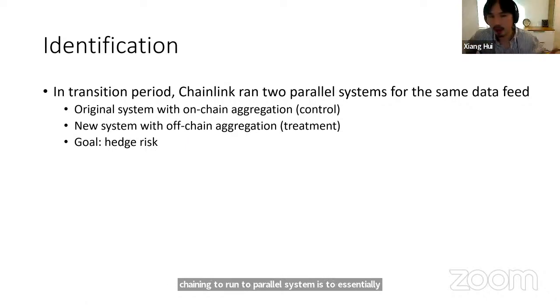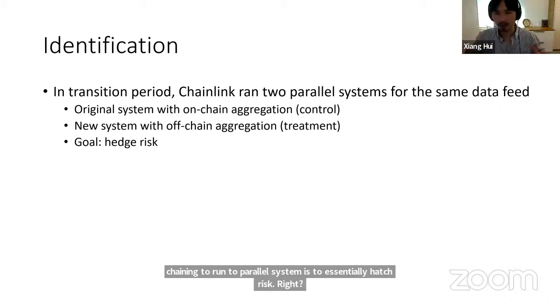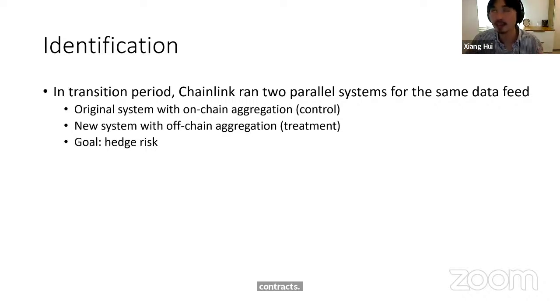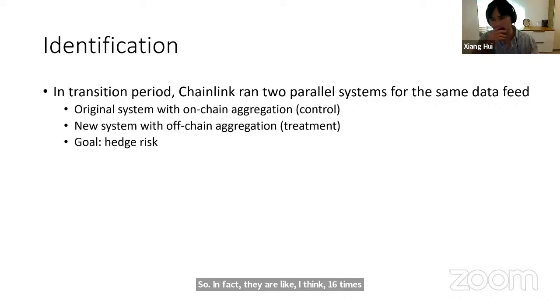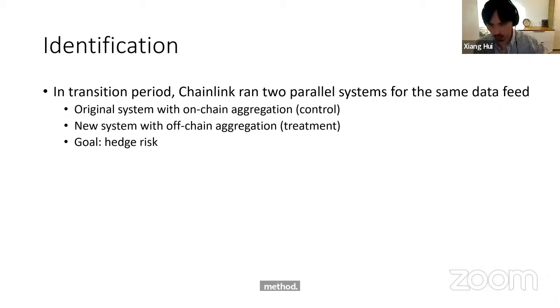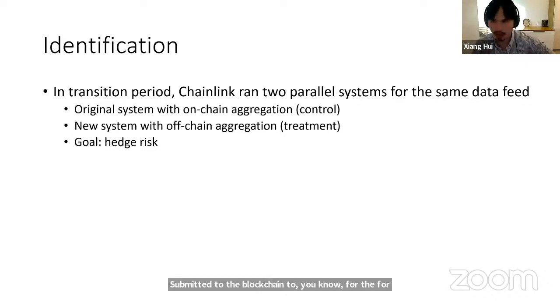So Chainlink is actually by far the dominant leader in this space that provides data feeds to smart contracts. So in fact, they are, I think, 16 times larger than the second startup in this space. So they're really large. So they have a lot to lose, right? So their idea of running the original system as a backup was that, if some unforeseeable event happened in the treatment method, right, in the treatment system, then they would be able to instantaneously switch back to the old control method and have the data feed from the control method submitted to the blockchain for the smart contracts to use. Okay, so that's the rationale behind these parallel systems.